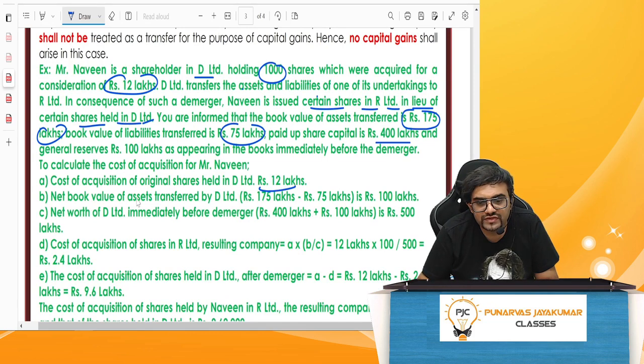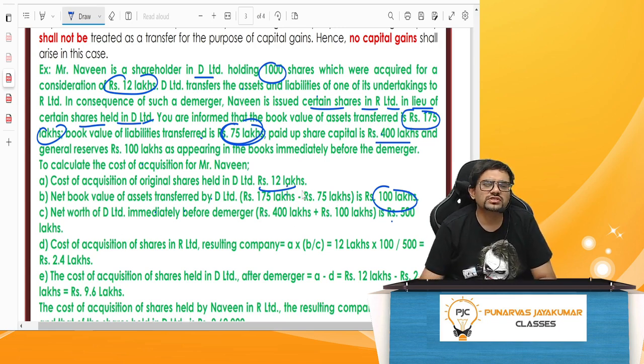Net book value of assets which have been transferred, that is 175 minus liability, net asset will be 100 lakhs. Net worth of D immediately before demerger, what is the total value? 400 plus 100, 500. So basically 100 out of 500 is what is transferred. 1/5, 20% is transferred is what they are saying.